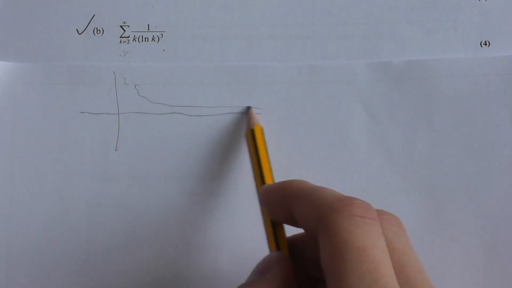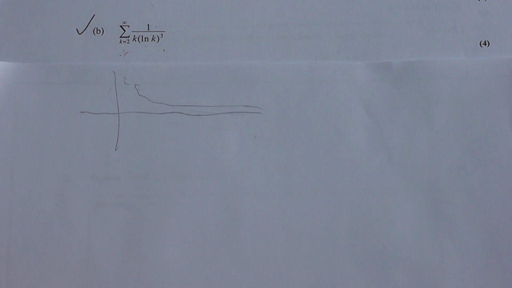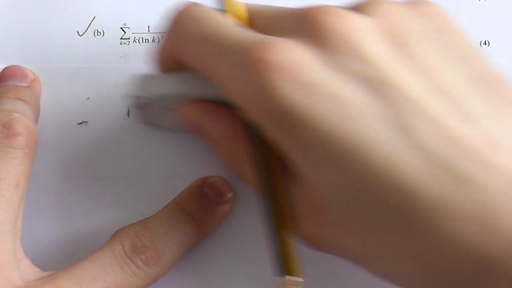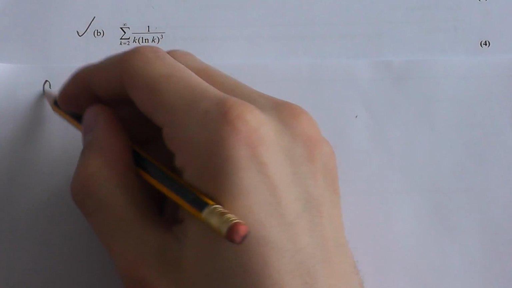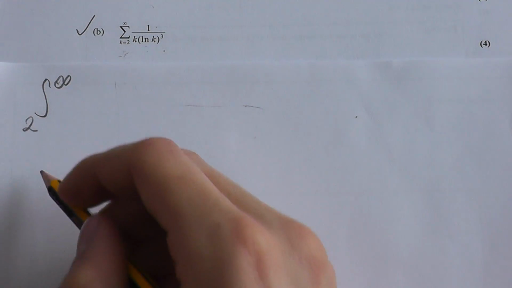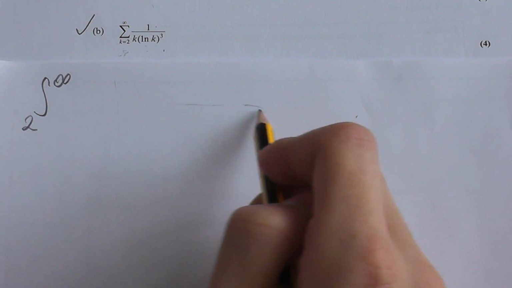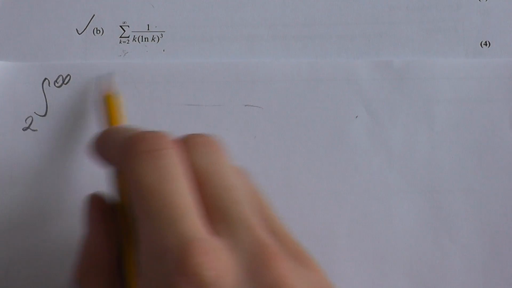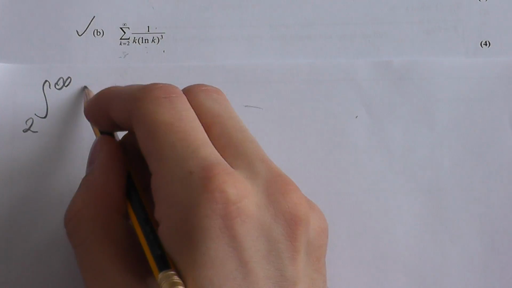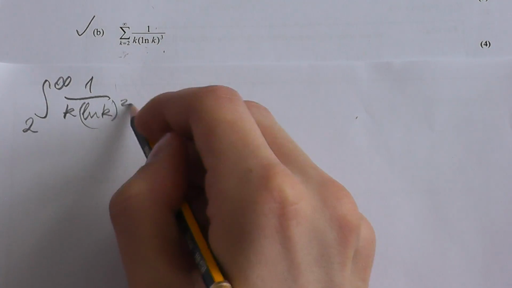And then we need to find the area under the curve to see whether it converges to a value or whether it goes towards infinity, which means that it diverges. So we're dealing with an improper integral here, because we need to integrate from 2 to infinity, all the way until the end. And so we look at this as a function: 1 over k ln k cubed.